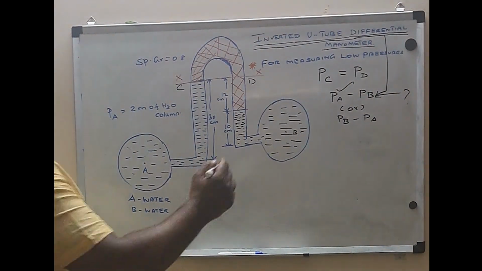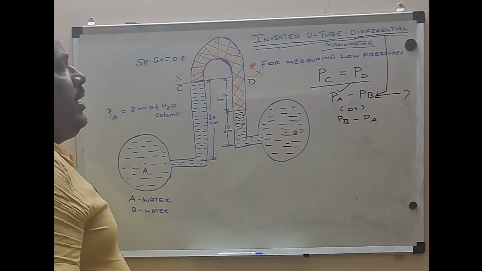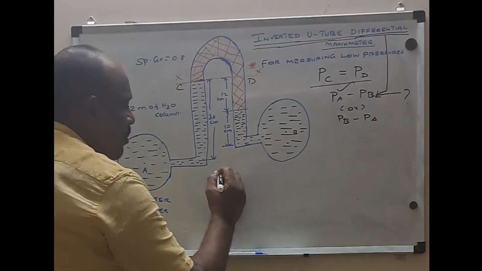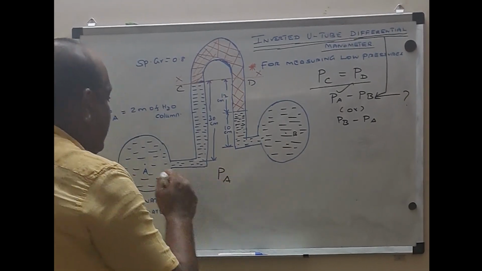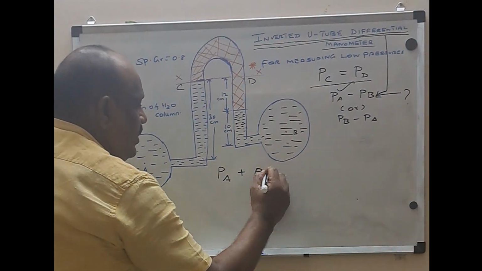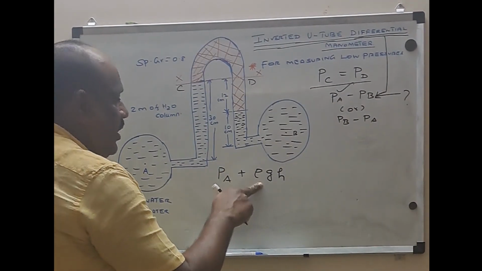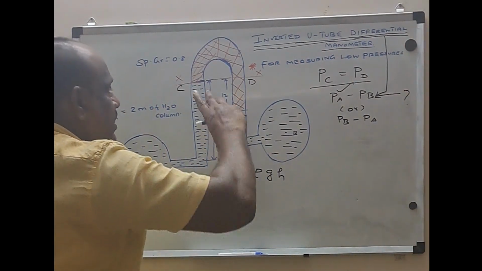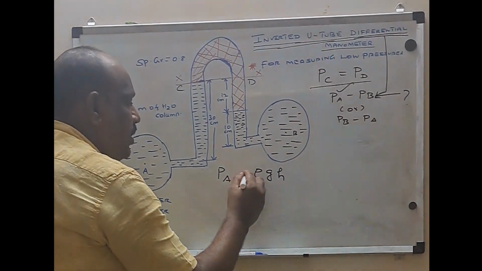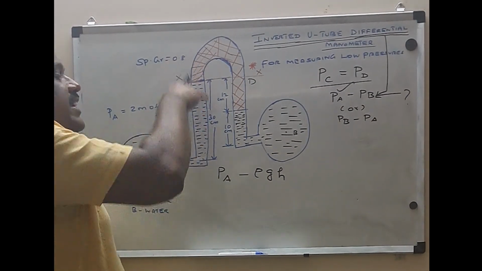Now what is the problem? The pressure at the left hand side limb should be equal to the pressure at the right hand side limb. That is, PC should be equal to PD. Before that, we will first write the formula. PA, the pressure of the liquid A, plus rho g h. This is the formula generally used. What is rho? Rho of the water. g is 9.81. h is nothing but h1. But instead of positive, we have to put it as negative. Why is it negative? Because the water is going against the gravity.